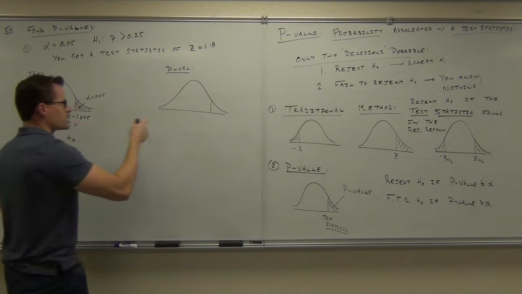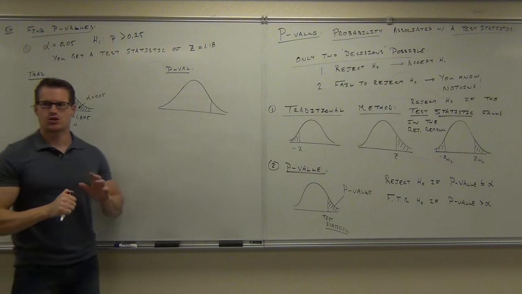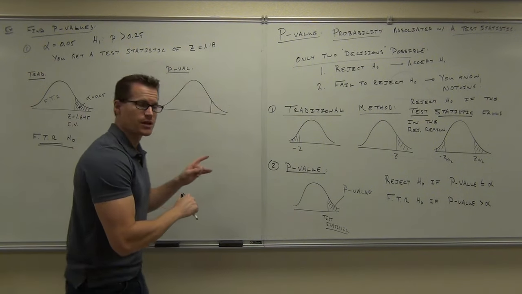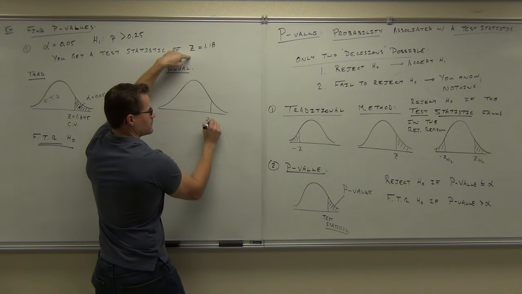Now, the p-value method works differently. There's no such thing as a critical value when you're dealing with the p-value method. What the p-value method does is this. It says you take your test statistic, and that's what you put right here.